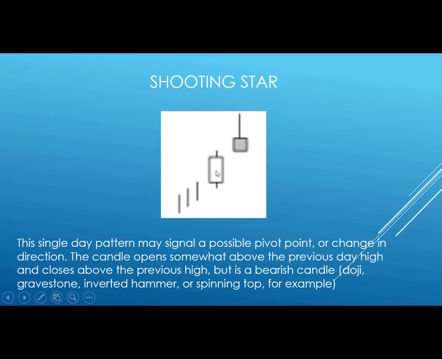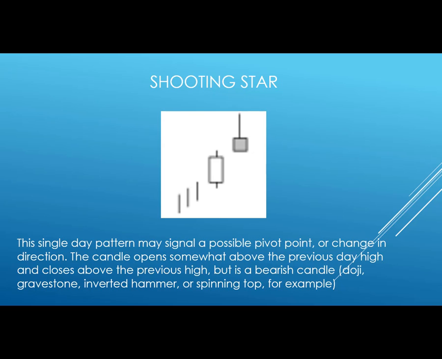So it's a reversal of the previous trend. We have a bullish trend going on here. And the shooting star is a potential pivot point indicating we may be reversing trend to start to go down. This could be a doji, could be a gravestone, could be an inverted hammer, or a spinning top, for example. Any kind of trend change or color change would indicate a possible change in direction.